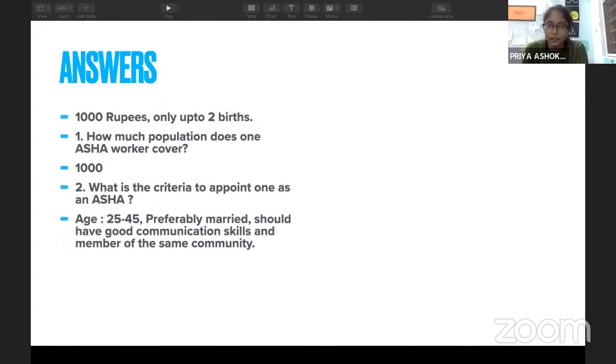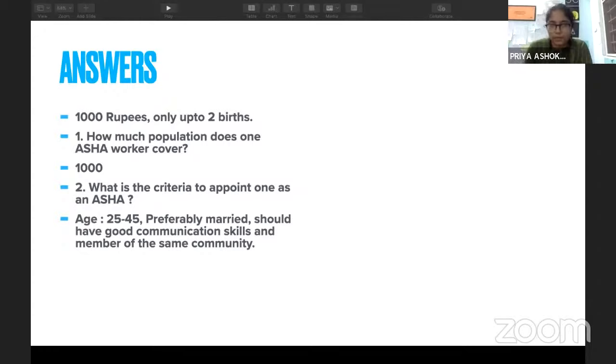They cover 1,000 people. Usually they say that one village has a population of 1,000, so they cover that one village. 25 to 45, preferably married. They can be widowed also. Should have good communication skills. Should be a member of that same community. And right now they say they should be 10th standard pass. So that's about it. So no scores. All right.